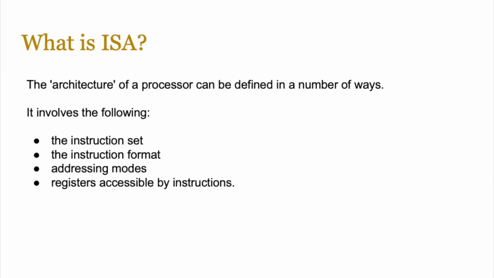So before we go into that, let's define the architecture of a processor. Now, it involves having the instruction set, the instruction format, addressing modes, and whatever registers are available and accessible by the instructions. So different types of processors will have different types of commands available in the instruction set, different formats, different addressing modes, and various different types of registers.